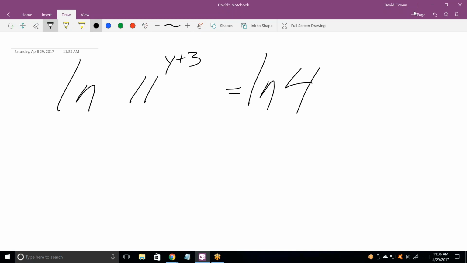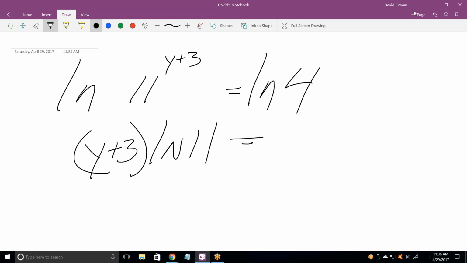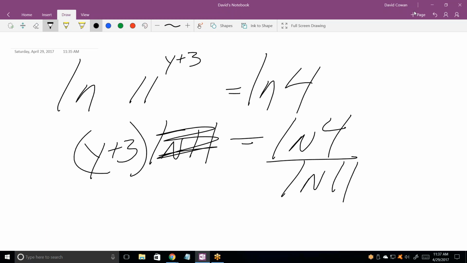I'll get back to a second way to do this in a second, but I'm going to show you it's not any quicker, even though it may be what the teacher showed you. What's the next step? The next step after that is moving the y plus 3 to multiply by the natural log. Okay. And what's the next step? Divide by natural log of 11. And what's the final step? Minus 3. There's your answer.